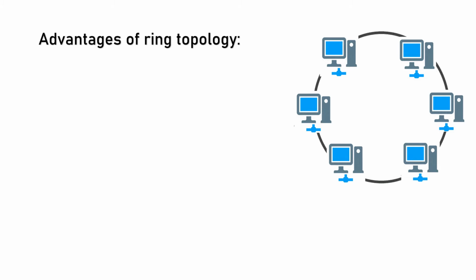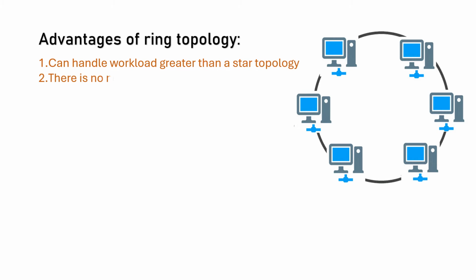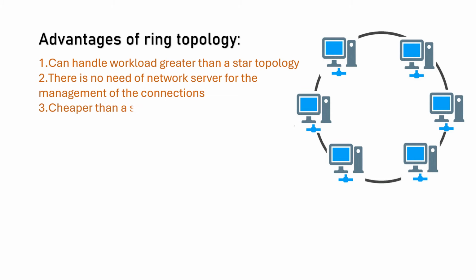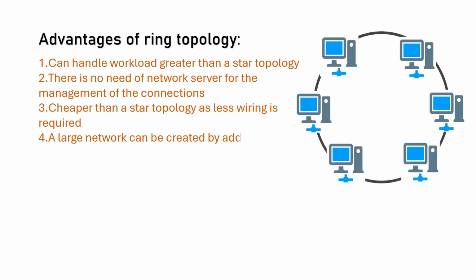Advantages of ring topology: first, can handle workload greater than a star topology. Second, there is no need of a network server for the management of the connections. Third, cheaper than a star topology as less wiring is required. Fourth, a large network can be created by adding a token ring.